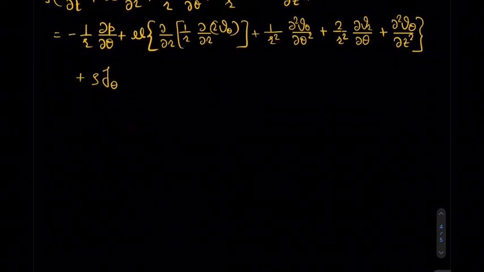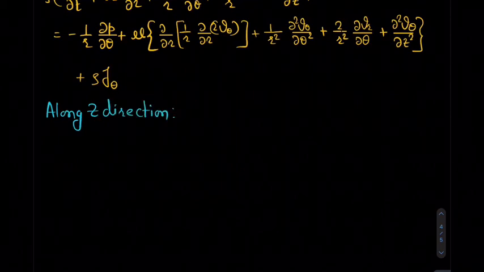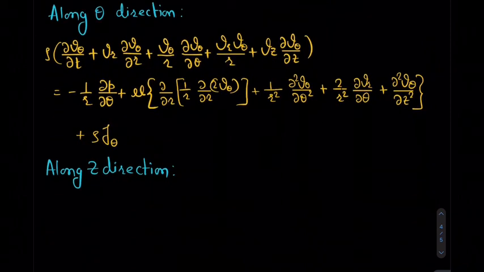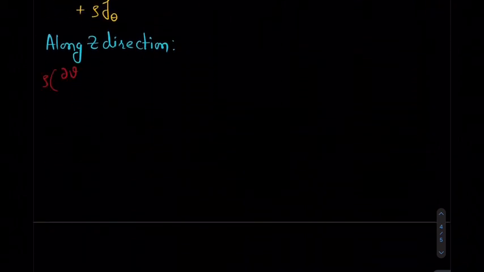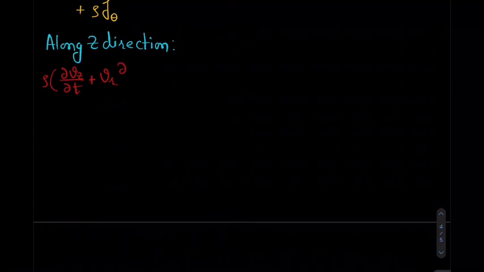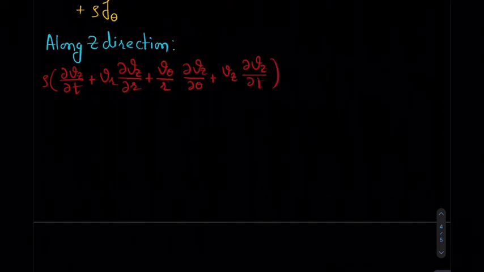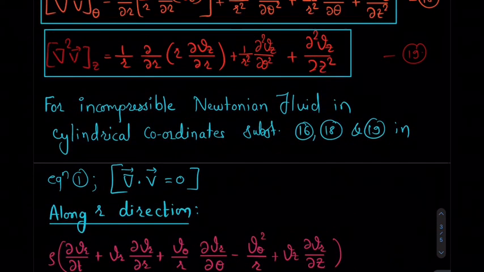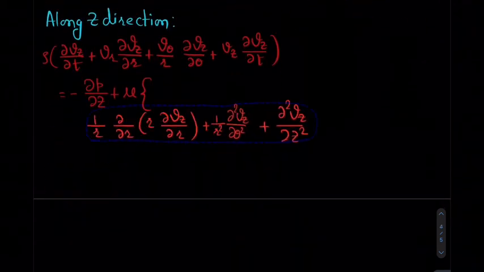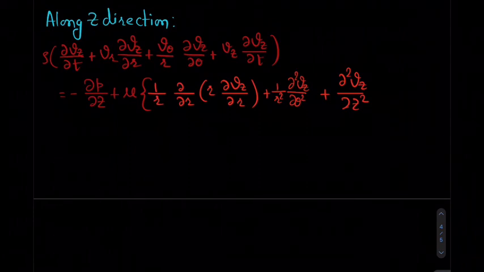Similarly, along z direction we can have components. The left hand side will be rho times dvz/dt plus Vr into dvz/dr plus V theta over r into dvz/d theta plus Vz into dvz/dz, equals the negative pressure gradient along z plus mu times all these terms. So let us copy them and paste them, and plus body force terms.